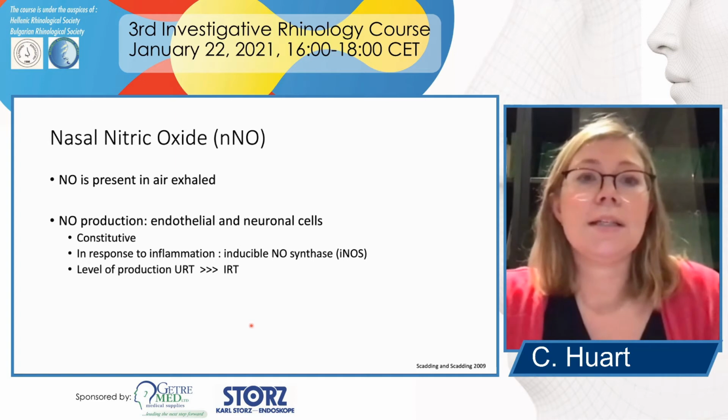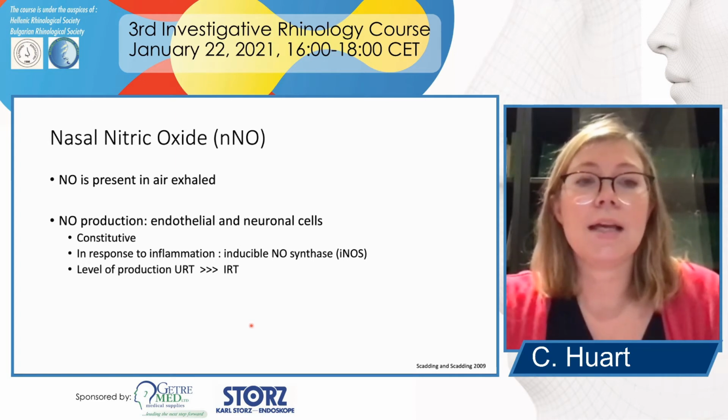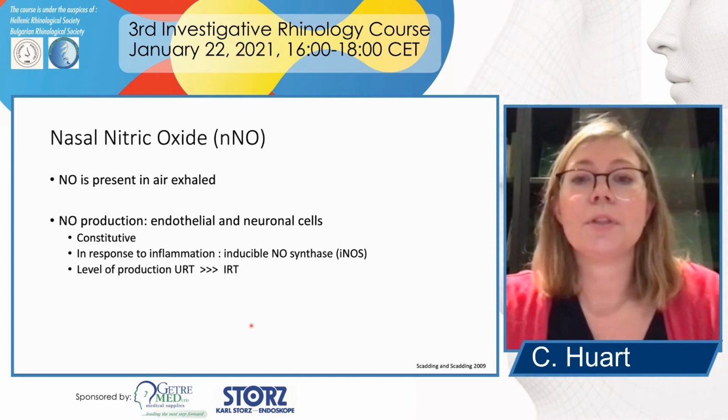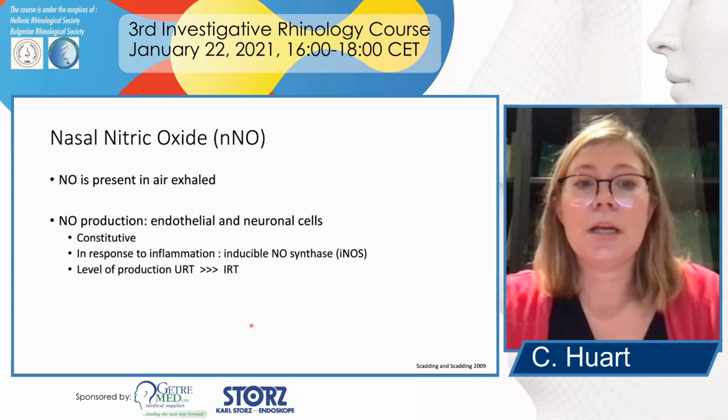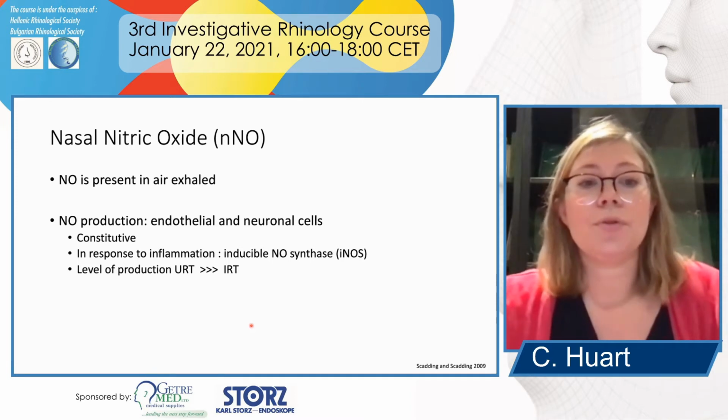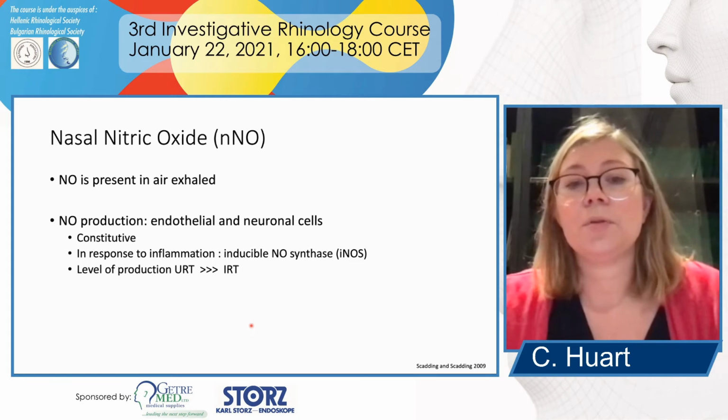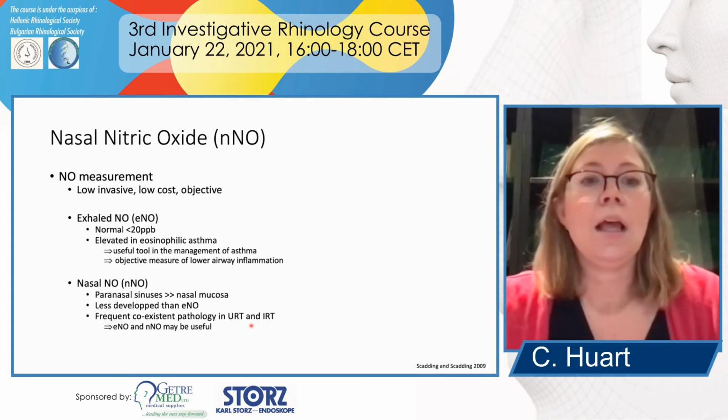An important test in rhinology is the nasal nitric oxide. Nitric oxide is a gas that is present in the air exhaled, and it results from the production of endothelial and neuronal cells. The production can be constitutive, but can also be induced by inflammation. And NO is mainly produced at the level of the upper respiratory tract. The measurement of NO is low invasive, low cost, and objective.